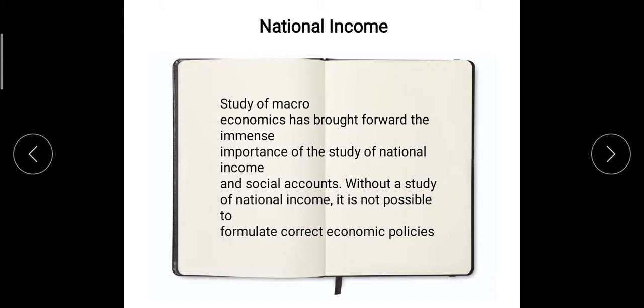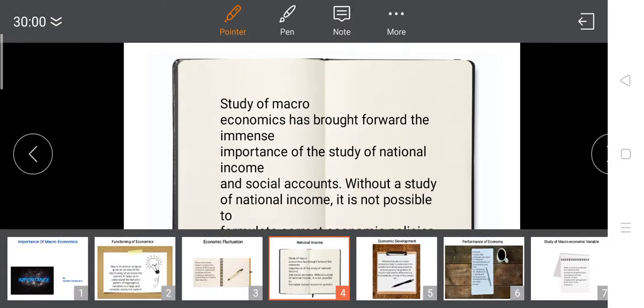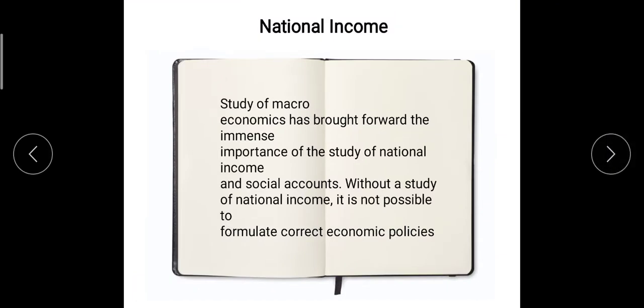So in that you can study in detail how the national income has been calculated. So here you can understand that we calculate the national income through macroeconomics. Okay.